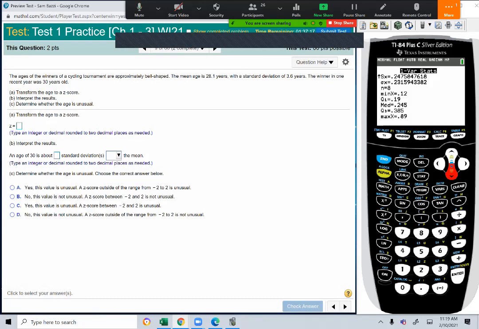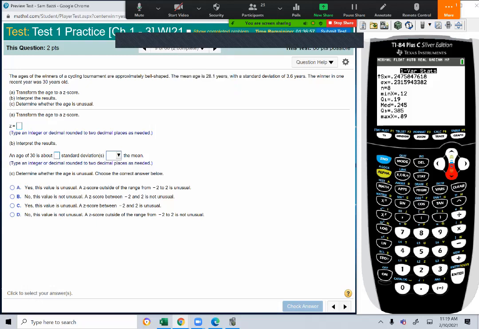All right. The ages of the winners of a cycling tournament are approximately bell-shaped. The mean age is 28.1, and the standard deviation is 3.6. The winner in one recent year was 30 years old. Change this to a Z-score. So let me show you about the Z-scores, guys.